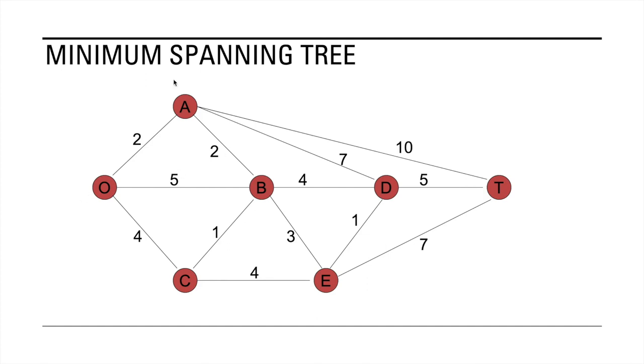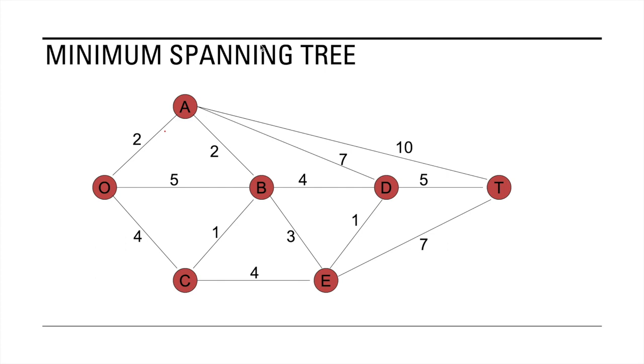Okay, so we have the seven cities A, B, C, D, E, and T. We have the roads in between a pair of cities, or in this case, a pair of nodes. The numbers here represent the length of the road that will be constructed. And our goal right now is to look for what we call a minimum spanning tree.